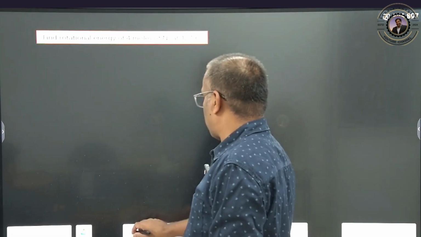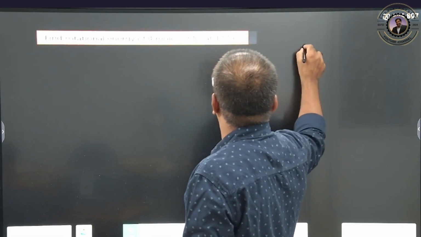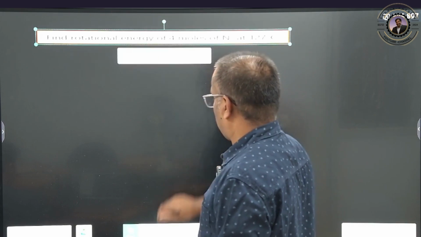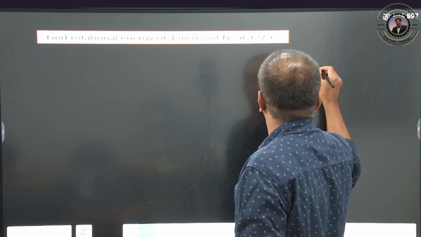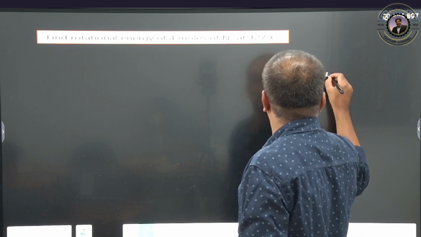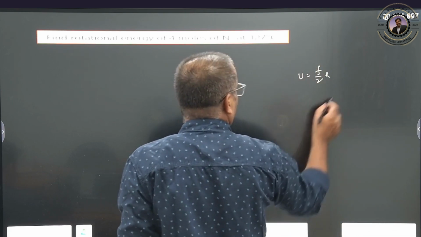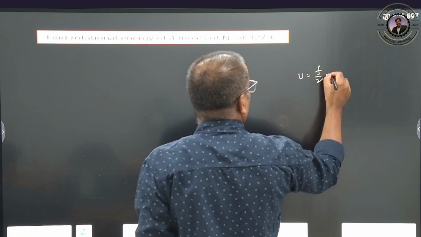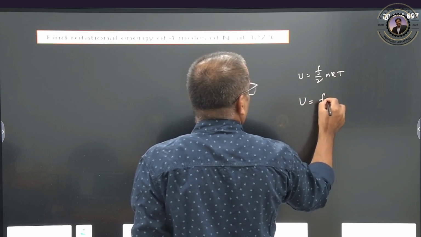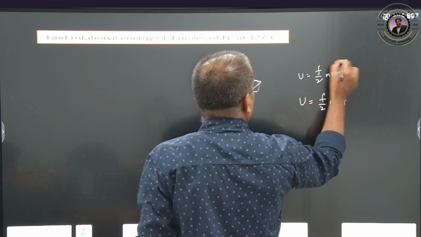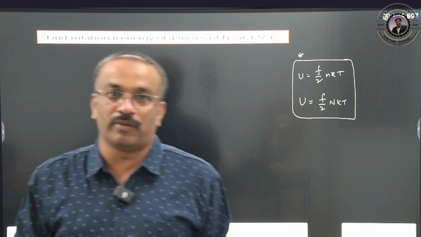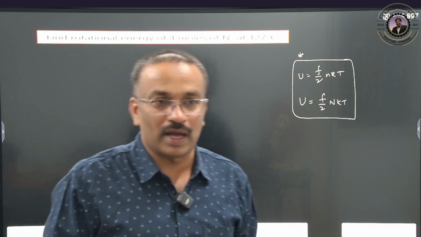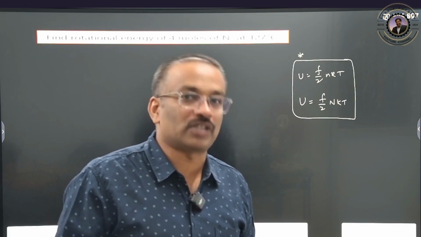Now we'll write it. Let us see. Find the rotational energy. See, not internal energy. Internal energy, you know the formula: U is equal to F by 2 nRT, or U is equal to F by 2 NkT. Clear? So these are the energy formulas we already discussed. F is nothing but the degrees of freedom. We already discussed translational degrees of freedom, rotational degrees of freedom, like that.